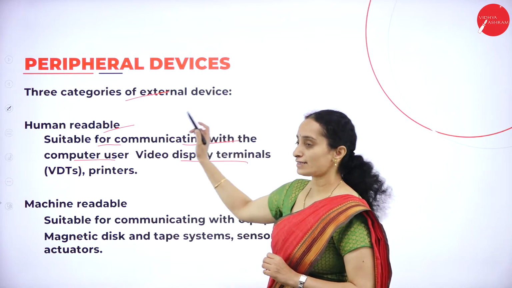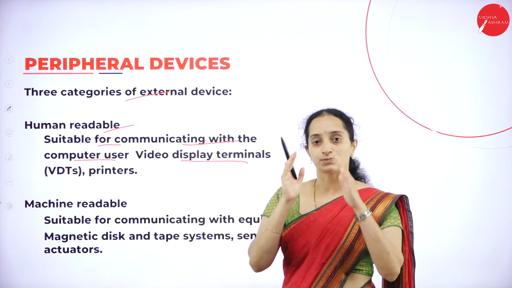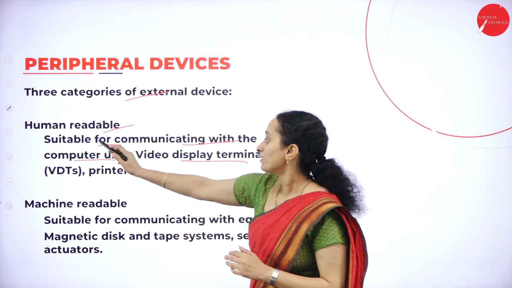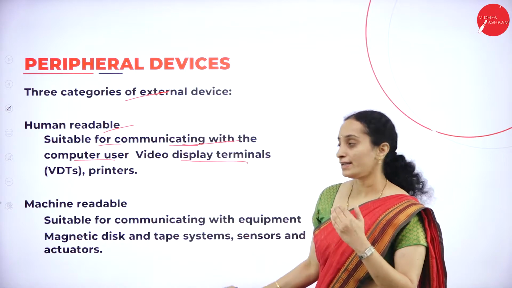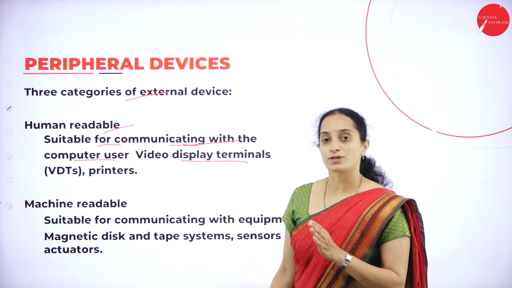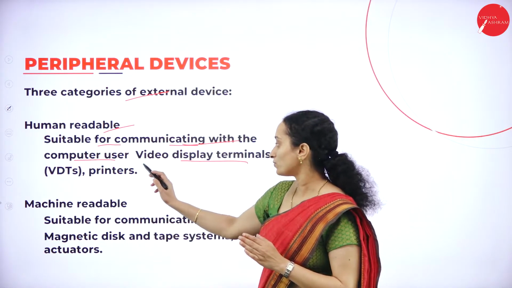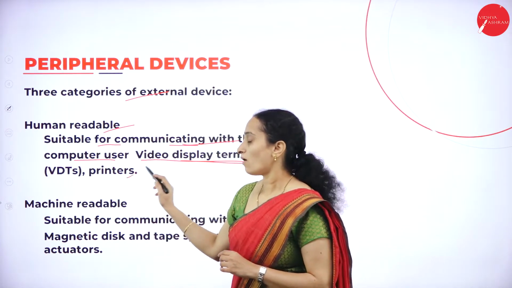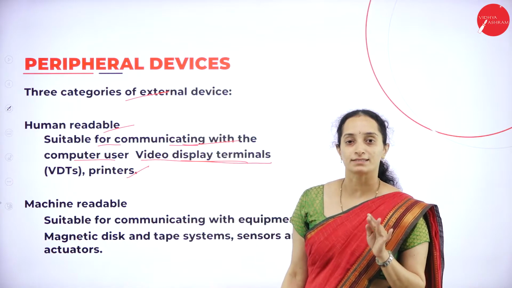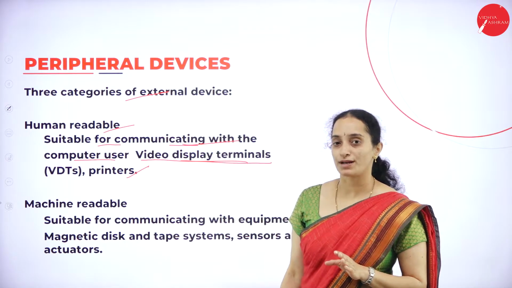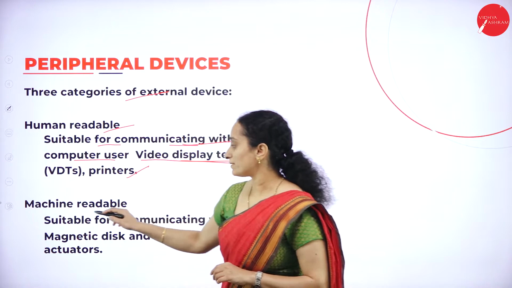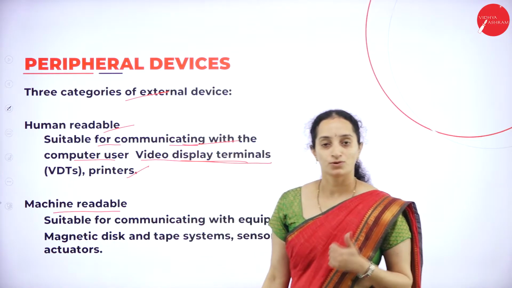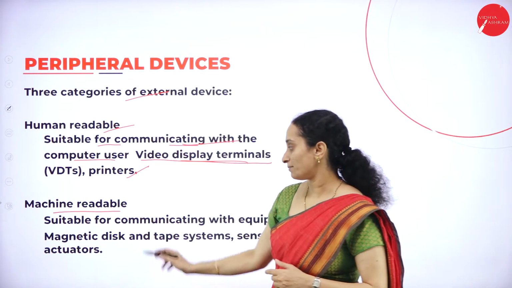So we have the external devices which are categorized. One is human readable, suitable for communicating with the computer user. What computer users use are video display terminals, printers and plotters, which are human readable form. Another type is machine readable. Human readable, machine readable. Okay.